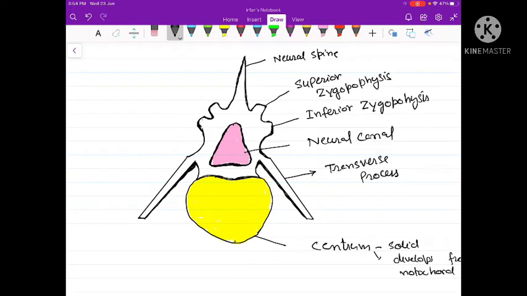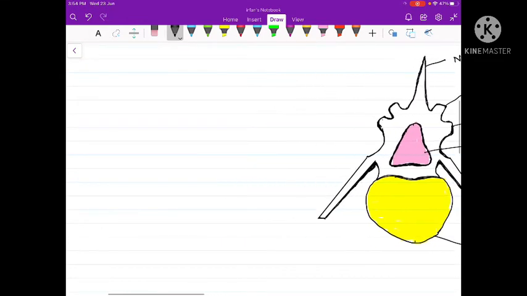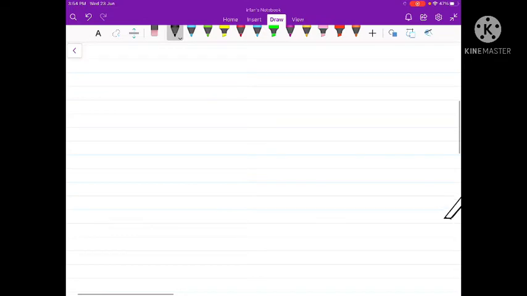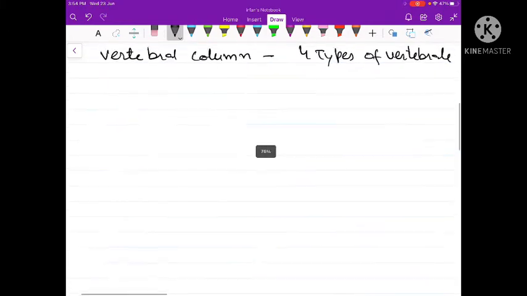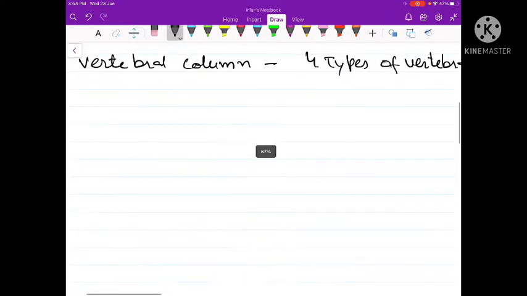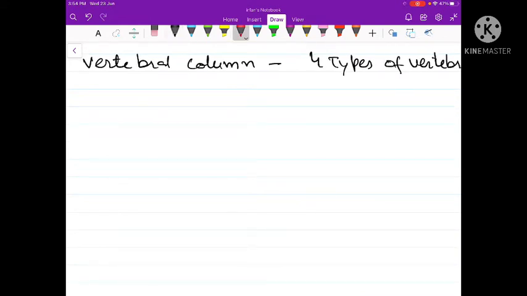Now our vertebral column is formed of 4 types of vertebrae. These 4 types of vertebrae are named after their position in the body. The number and arrangement of these vertebrae can be represented by a formula called the vertebral formula. So the vertebral formula is the formula that will represent the type and the number of vertebrae present in our vertebral column.